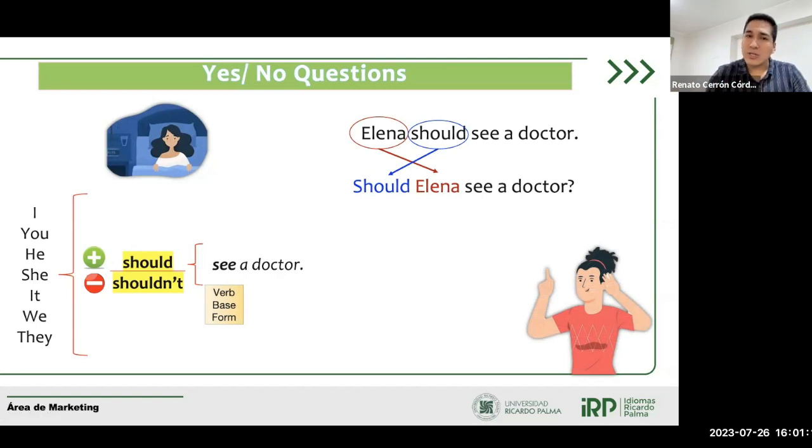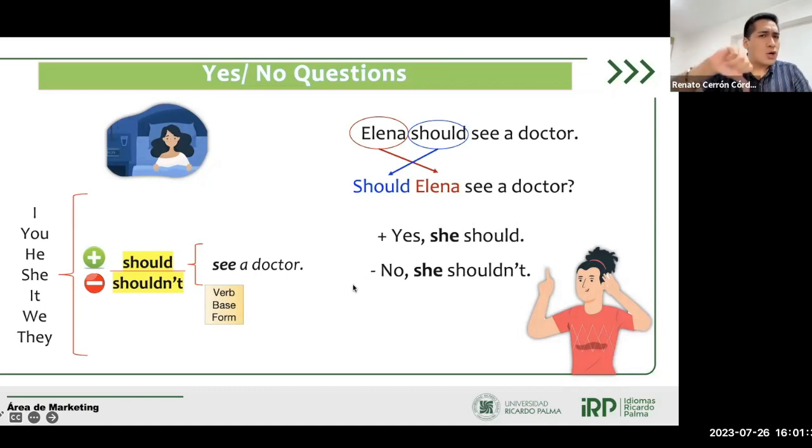Okay, so the question is there. How about the answers? Teacher, we have just two options, yes and no. That's right. So that's what we're going to say. Should Elena see a doctor? Yes, she should. Or no, she shouldn't.